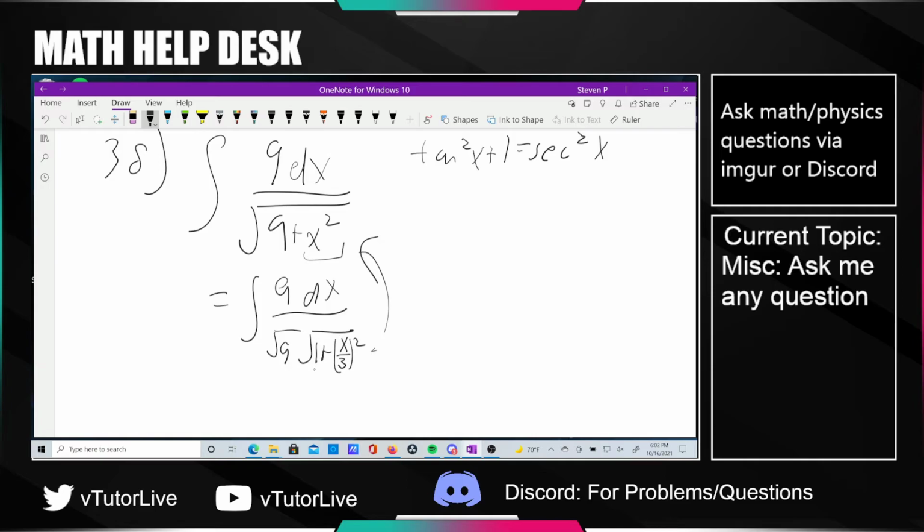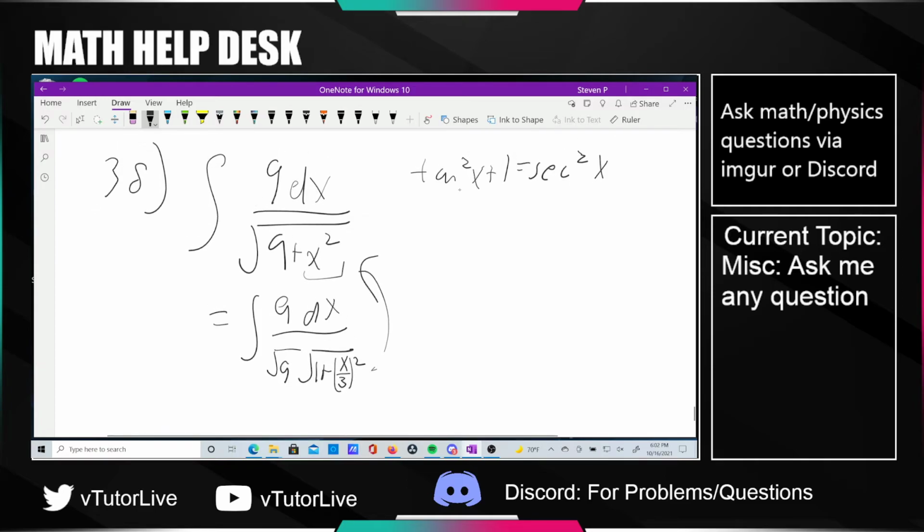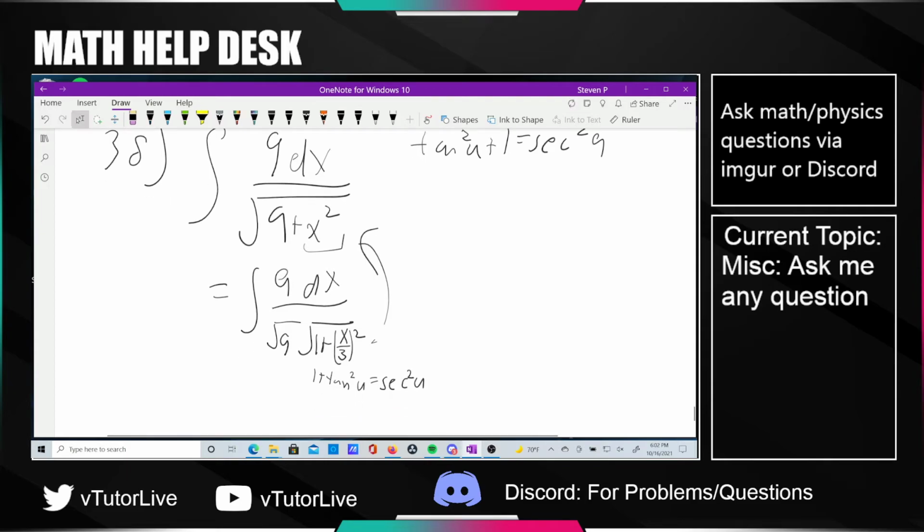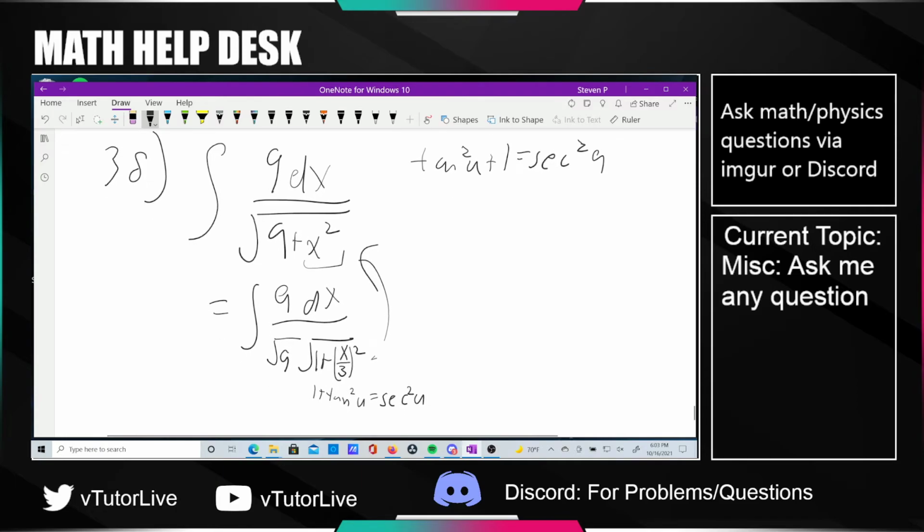But the idea is that we want 1 plus x over 3 squared to look exactly like 1 plus tan. So I'll call this a u to not reuse the x. So I really want this to look like 1 plus tan squared of u, so that I can replace it with secant squared, right? The reason I'm trying to do this is because instead of 1 plus tan squared, secant squared is just one term, and that square roots really, really nicely. You see what's happening? So what I'm basically demanding is that x over 3 squared is equal to tan squared of u.